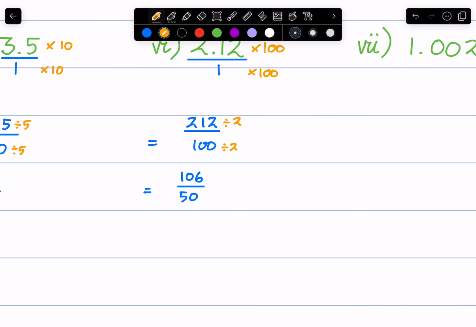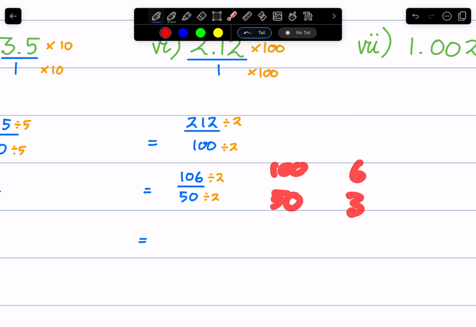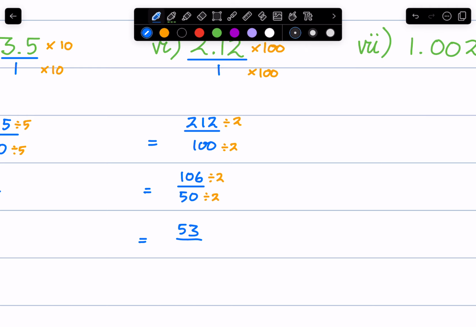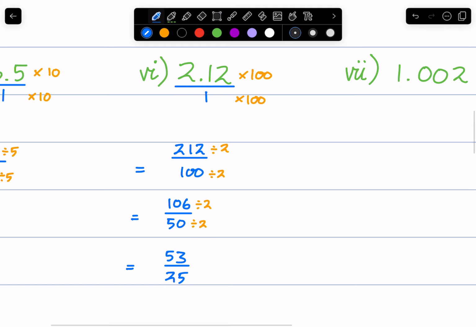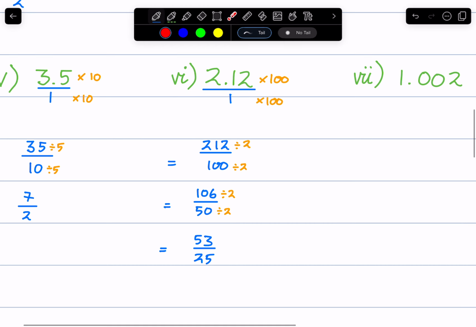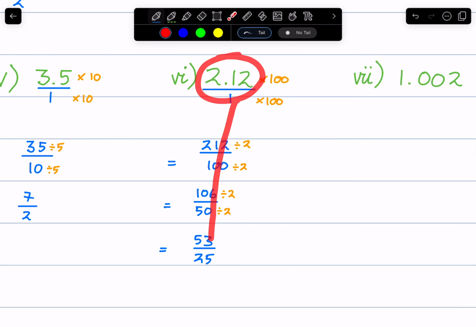Now I can see we can halve this again. 1/2 of 100 is 50, and half of 6 is 3. So 1/2 of 106 is 53, and 50 divided by 2 is 25. And from what I can see here, these numbers are both fully simplified. So 2.12 is converted as a fraction in simplest form as 53 over 25.